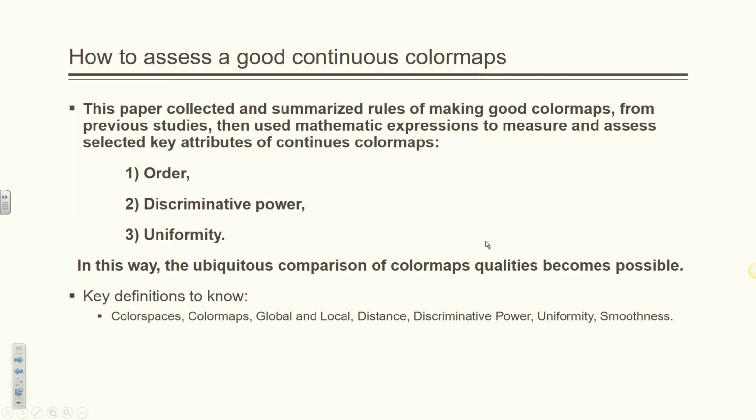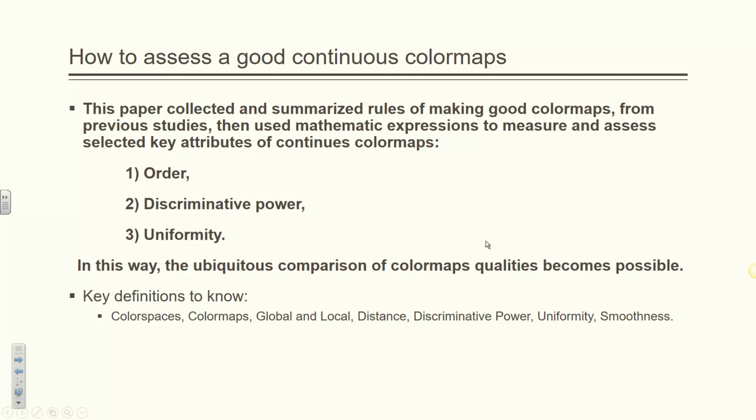Then we come to the second paper, which is about how to assess good continuous color maps. This paper collected and summarized the rules of making good color maps from previous literature. They tried to quantify several key attributes, like order, discriminative power, and uniformity, and use them as an evaluation standard or framework to assess if a continuous color map is good or bad. They want to make a framework that makes the ubiquitous comparison of color map quality possible.